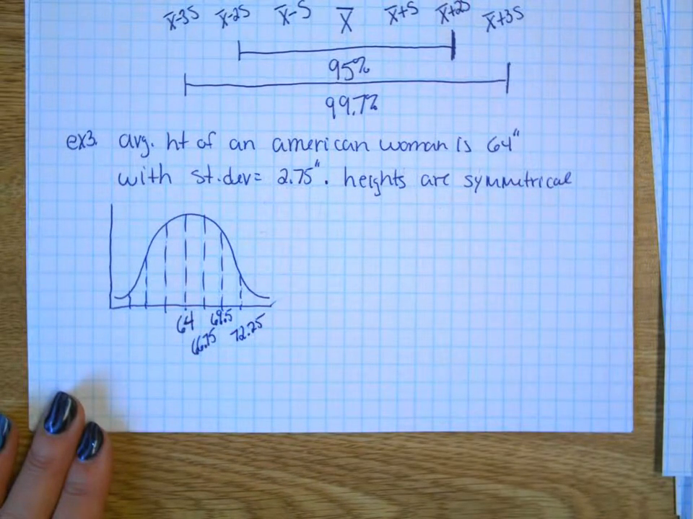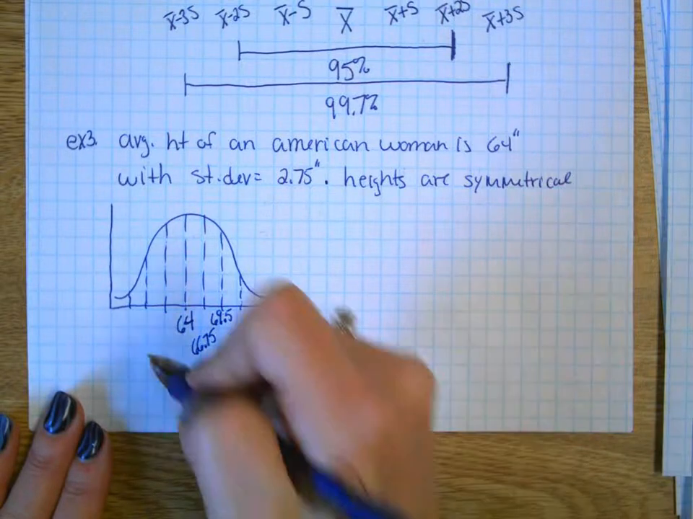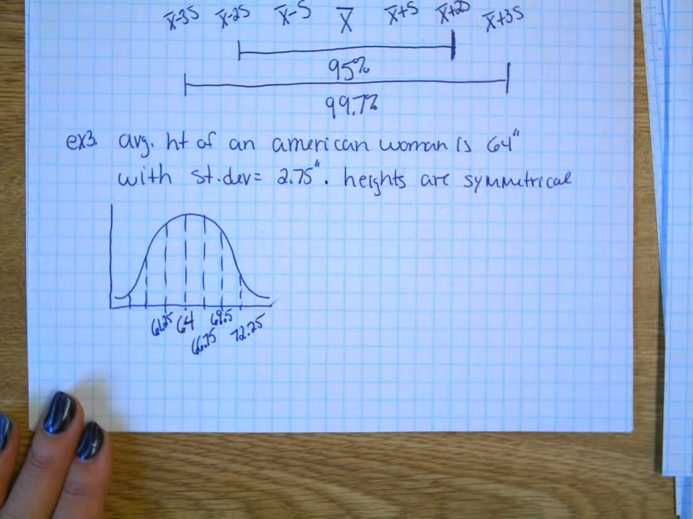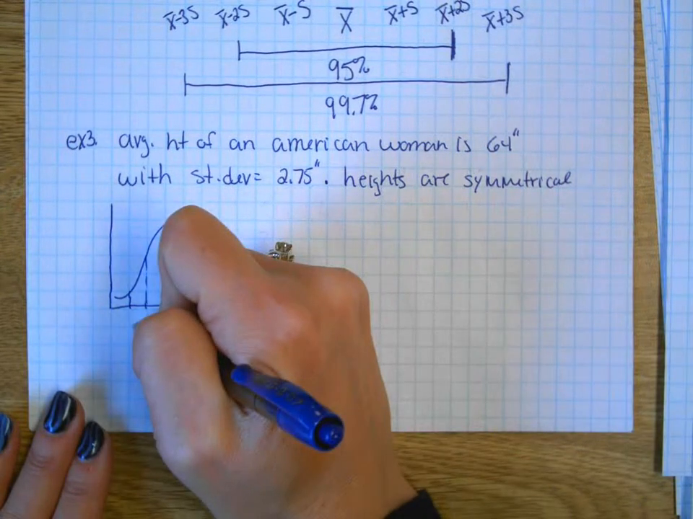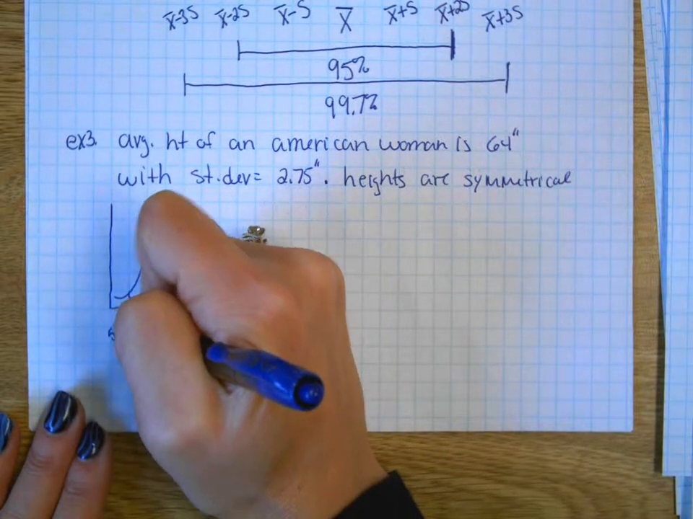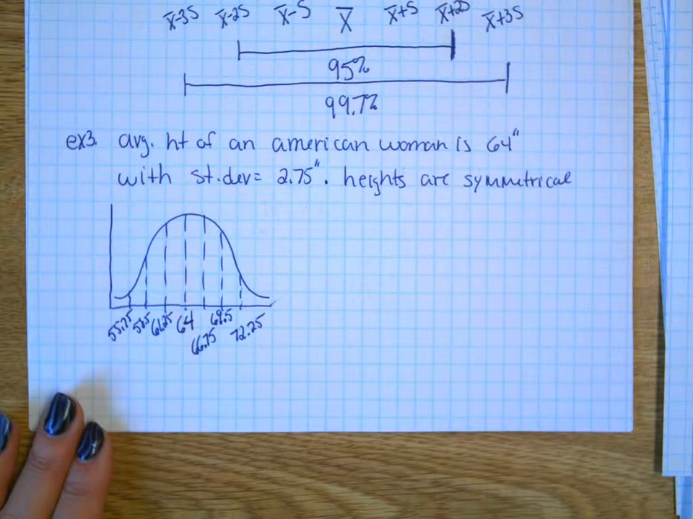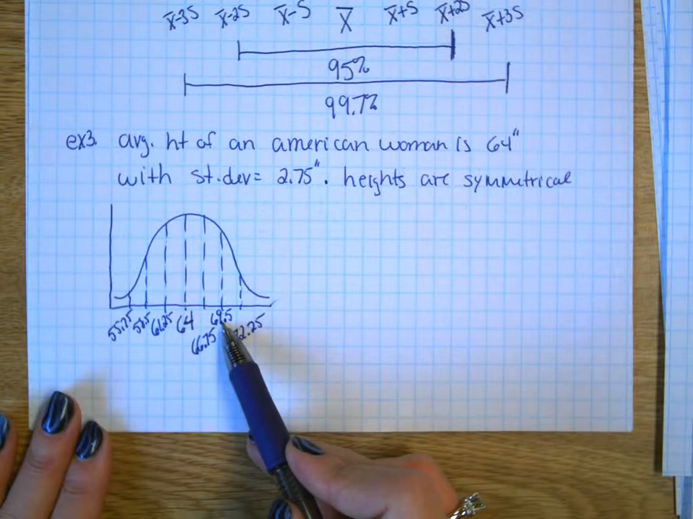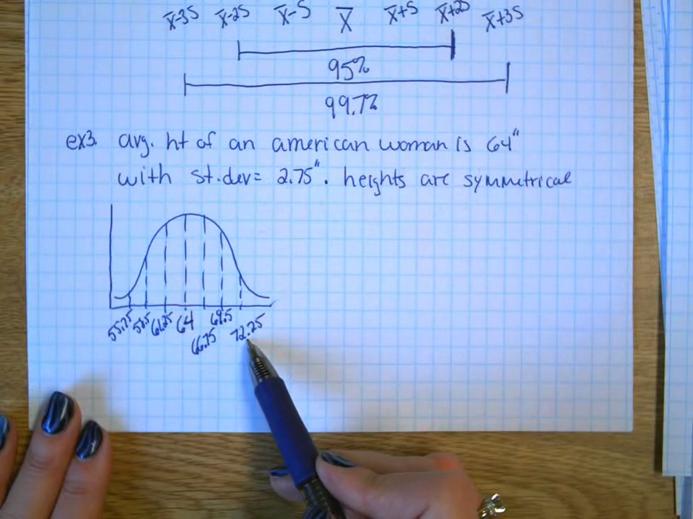And now how do I get the 3 below? Subtract. 61.25. 58.5. 55.75. What are the last 2? 58.5? No. 69.5? Okay. 72.25.